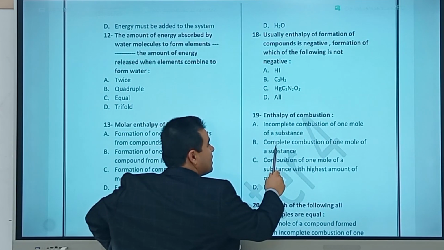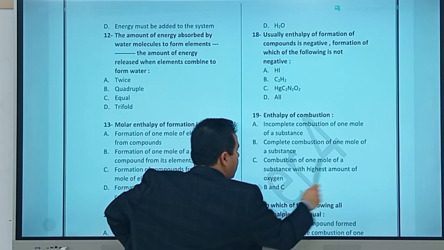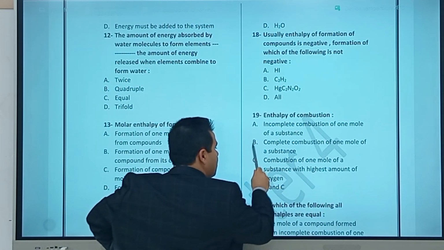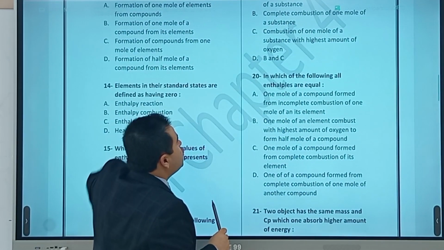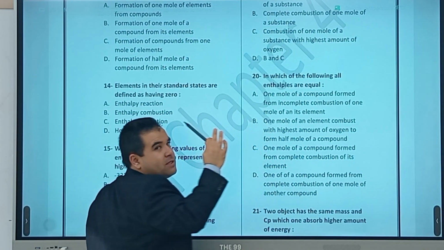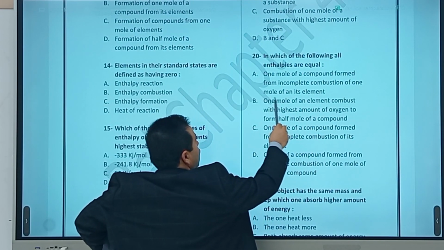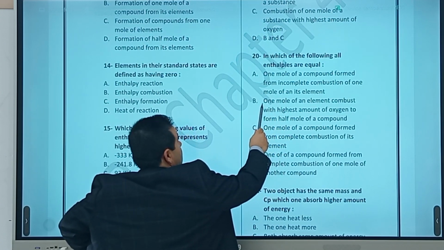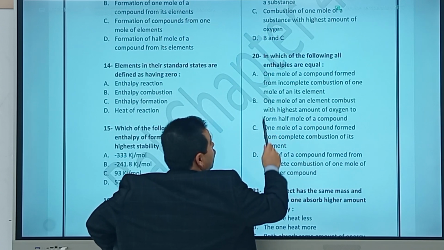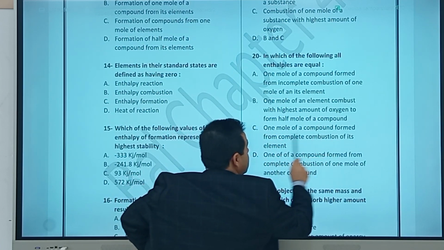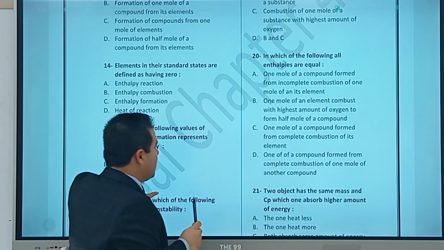Enthalpy of combustion is the complete combustion of 1 mole of a substance with the highest amount of oxygen. B and C are both true. D is the correct answer. In which of the following are all enthalpies equal? We said note that 1 mole of an element combusted with the highest amount of oxygen to form half a mole of a compound. No, 1 mole of a compound is formed from the complete combustion of its elements. Yes, C is the correct answer.